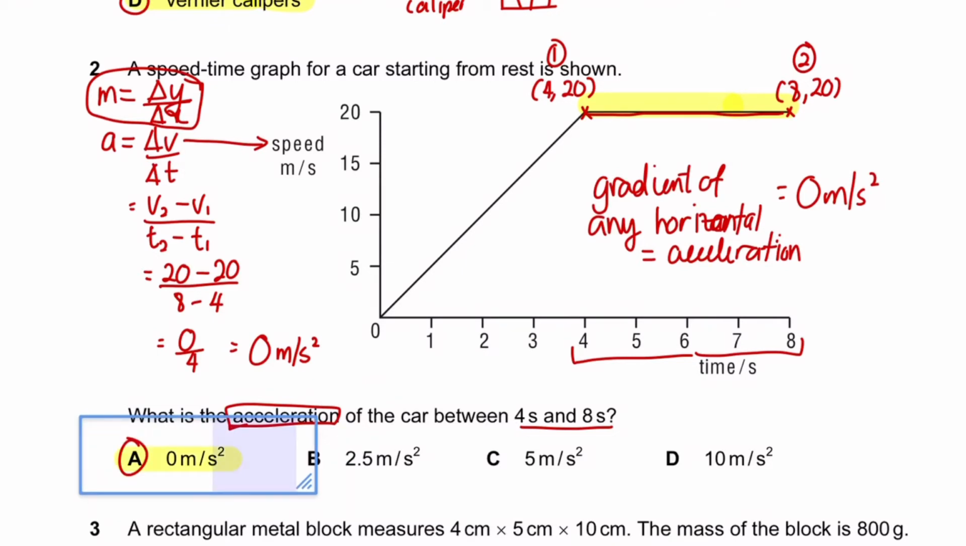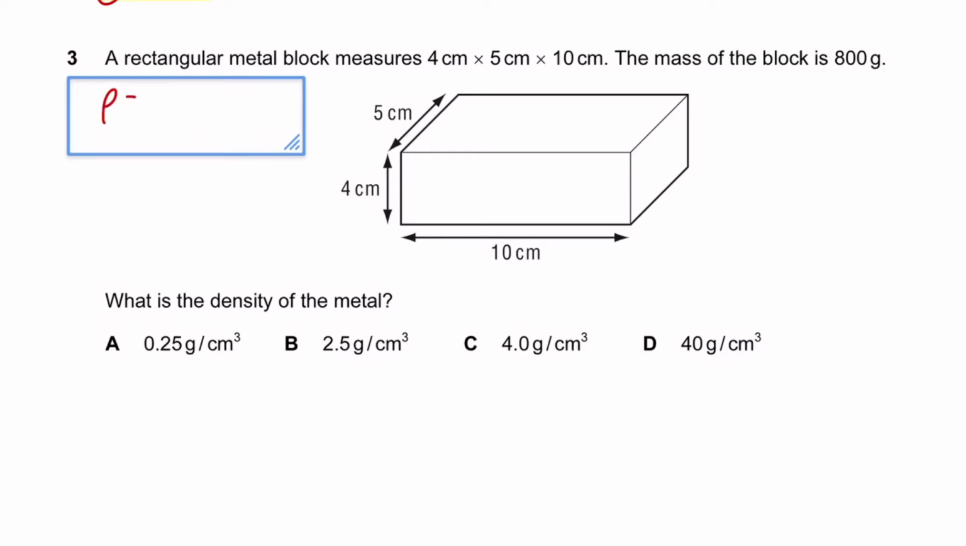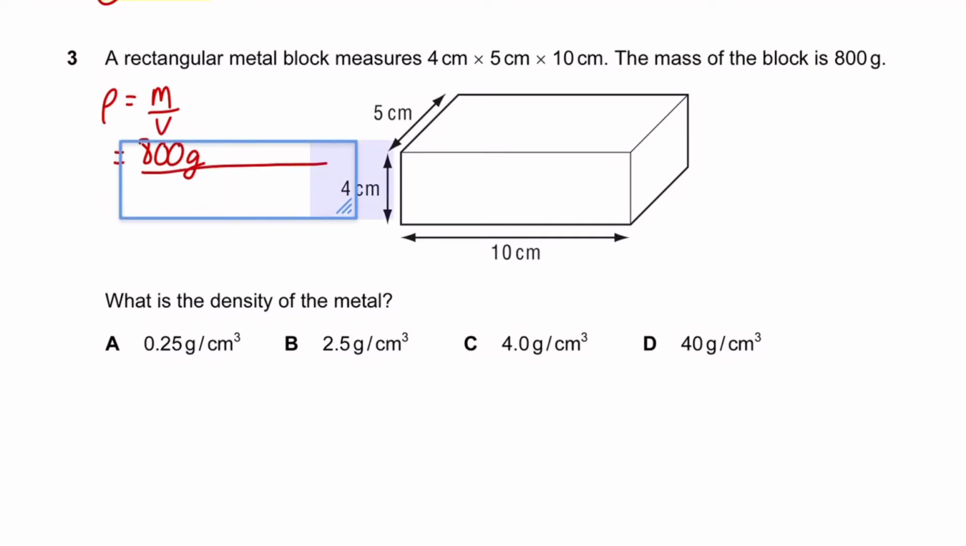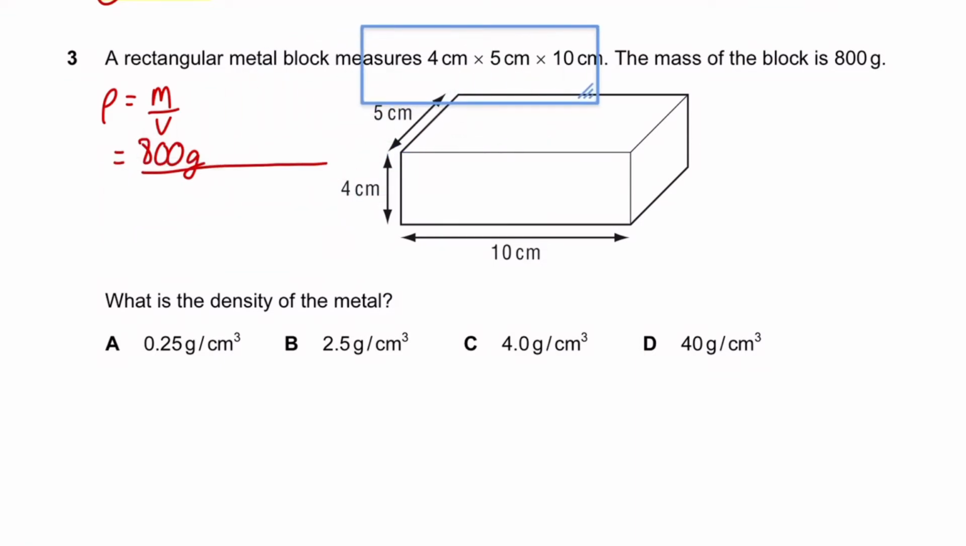Okay, next, question 3. A rectangular metal block measures 4 cm by 5 cm by 10 cm. The mass of the block is 800 grams. What is the density of the metal? Okay, first of all, density, which is denoted by rho here, is equal to mass divided by volume. We know our mass. Mass is 800 grams. But we do not know the volume. But we can figure out the volume by using the measurements shown here.